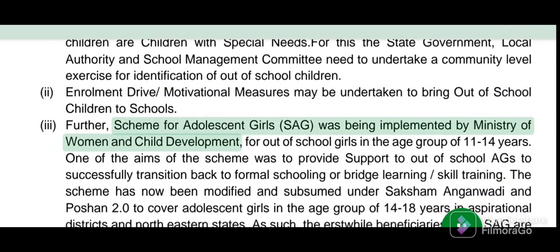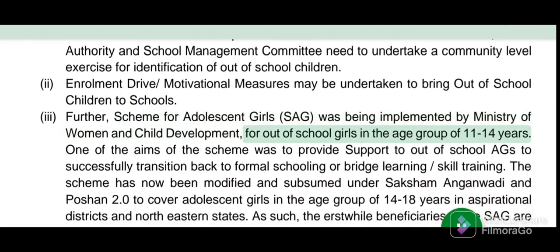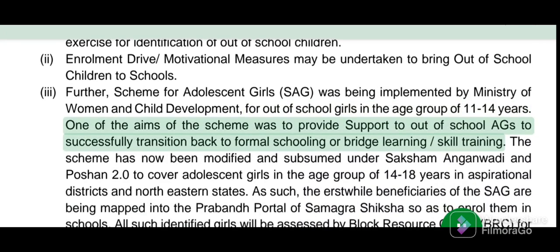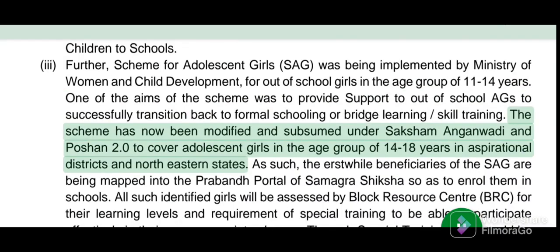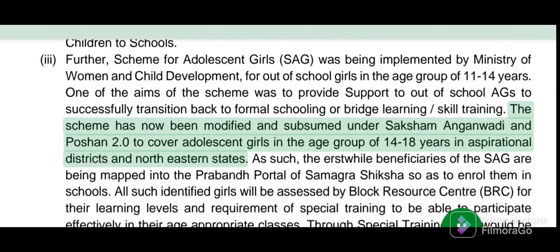Further, Scheme for Adolescent Girls (SAG) was being implemented by Ministry of Women and Child Development for out-of-school girls in the age group of 11 to 14 years. One of the aims of the scheme was to provide support to out-of-school age youths to successfully transition back to formal schooling or bridge learning skill training. The scheme has now been modified and subsumed under Saksham Anganwadi and Poshan 2.0 to cover adolescent girls in the age group of 14 to 18 years in aspirational districts and northeastern states.